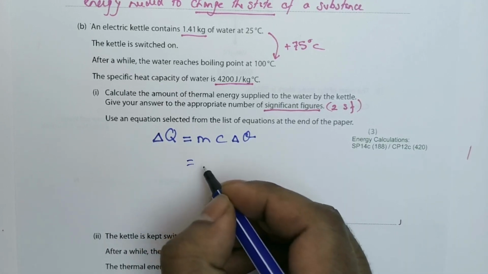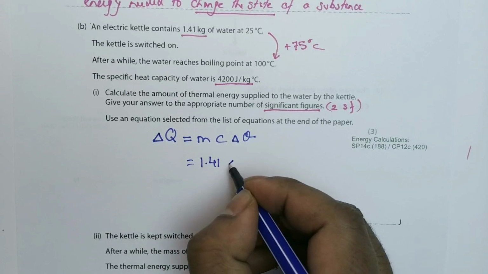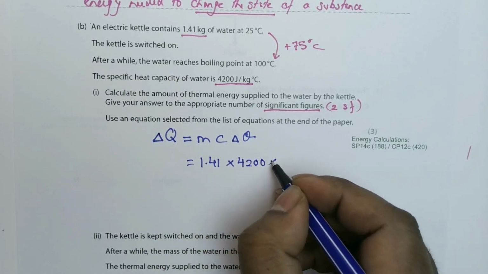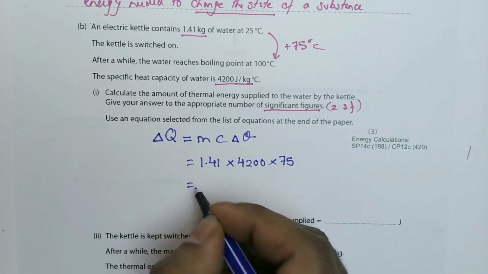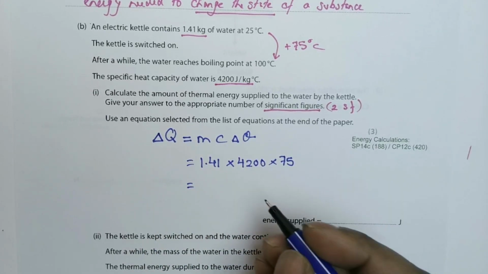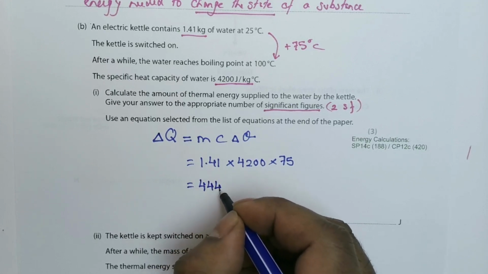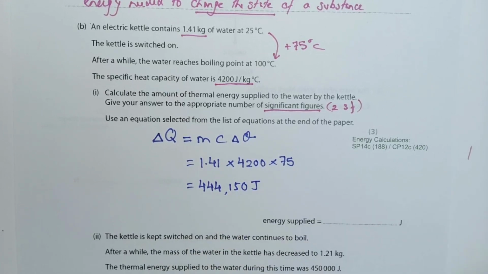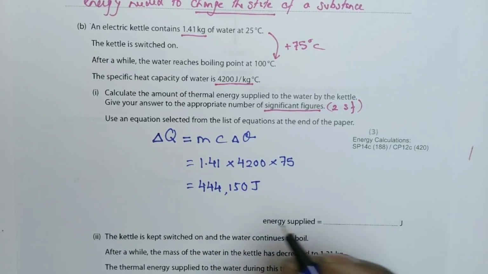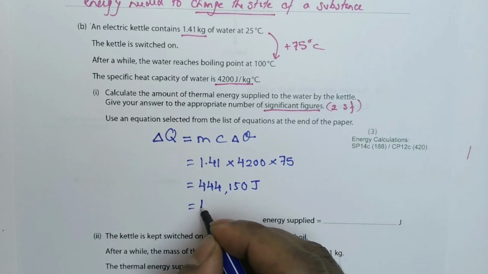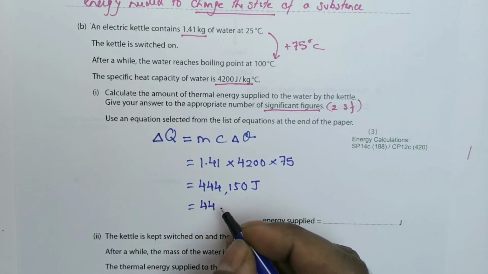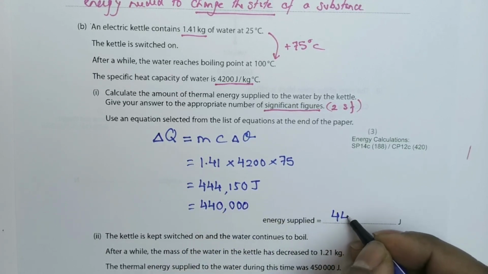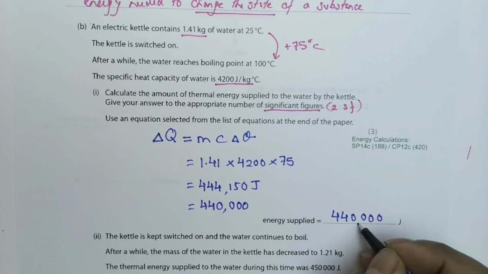Now, mass was 1.41 multiplied by the specific heat capacity of water 4200 multiplied by 75. This gives you an answer of 444,150 joules. So writing it in two significant figures, this would be 440,000 joules.